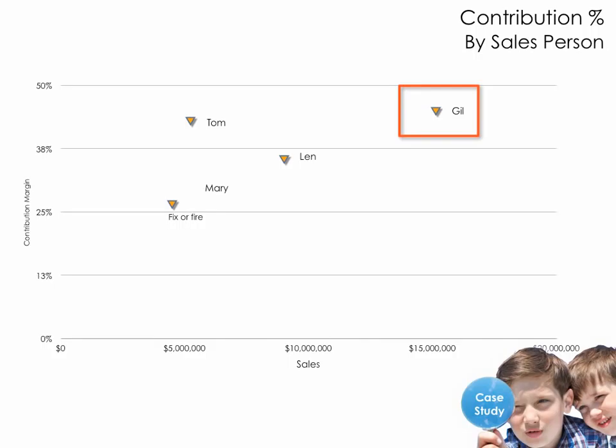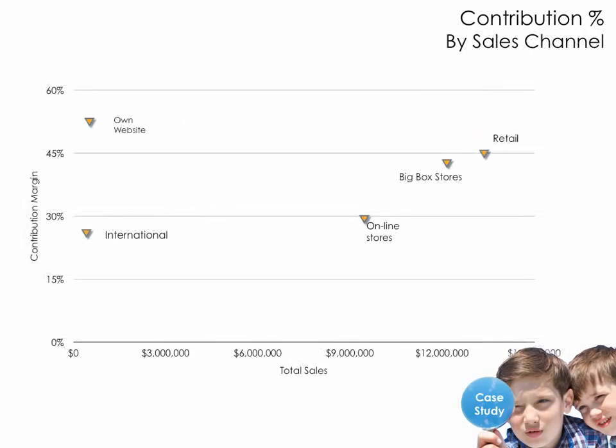And we can look at contribution margin by sales channel. The website has great margin but poor sales. Find out why. What programs can be developed to promote the website? Better SEO, more online advertising, whatever.